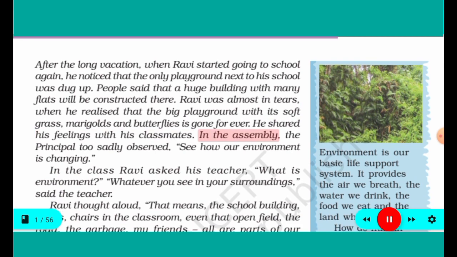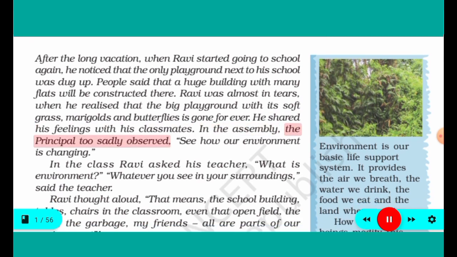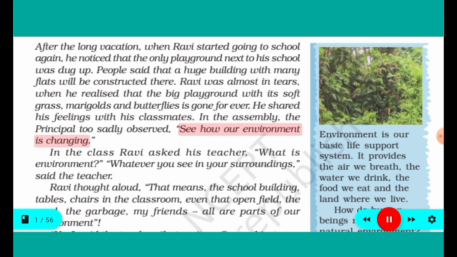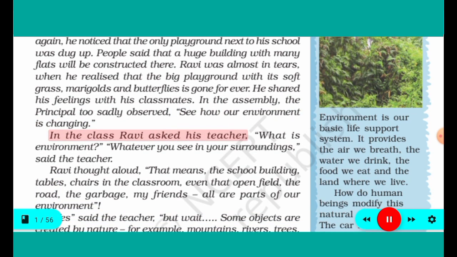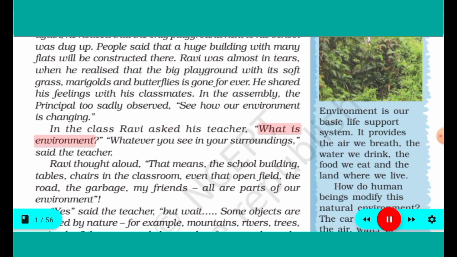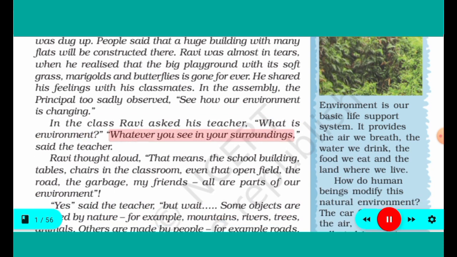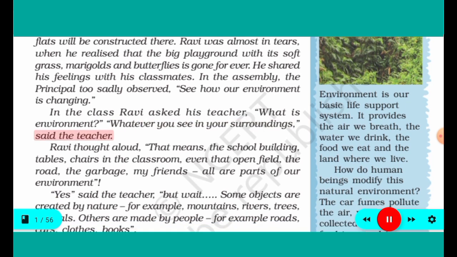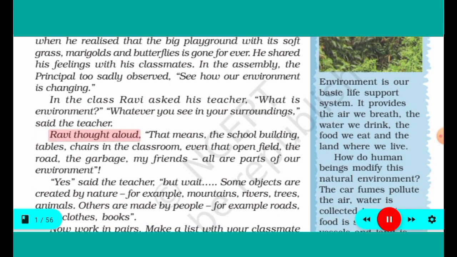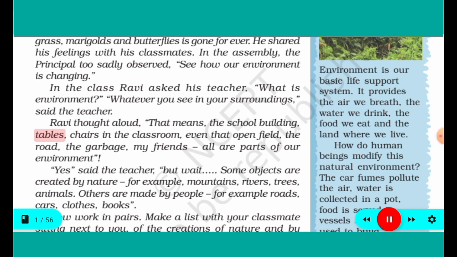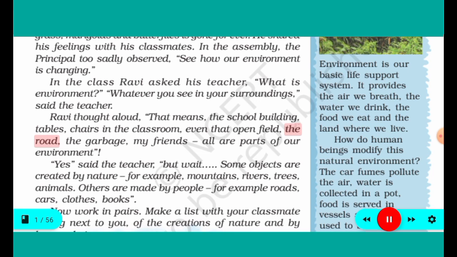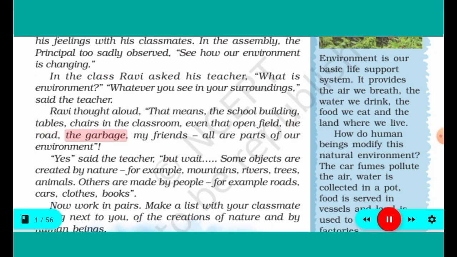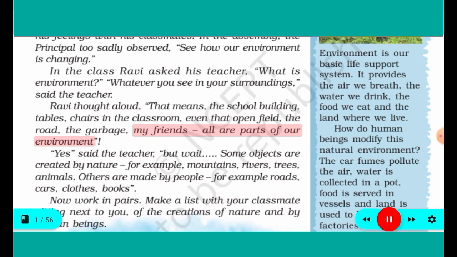In the assembly, the principal too sadly observed, "See how our environment is changing." In the class, Ravi asked his teacher, "What is environment?" "Whatever you see in your surroundings," said the teacher. Ravi thought aloud, "That means the school building, tables, chairs in the classroom, even that open field, the road, the garbage, my friends, all are parts of our environment."